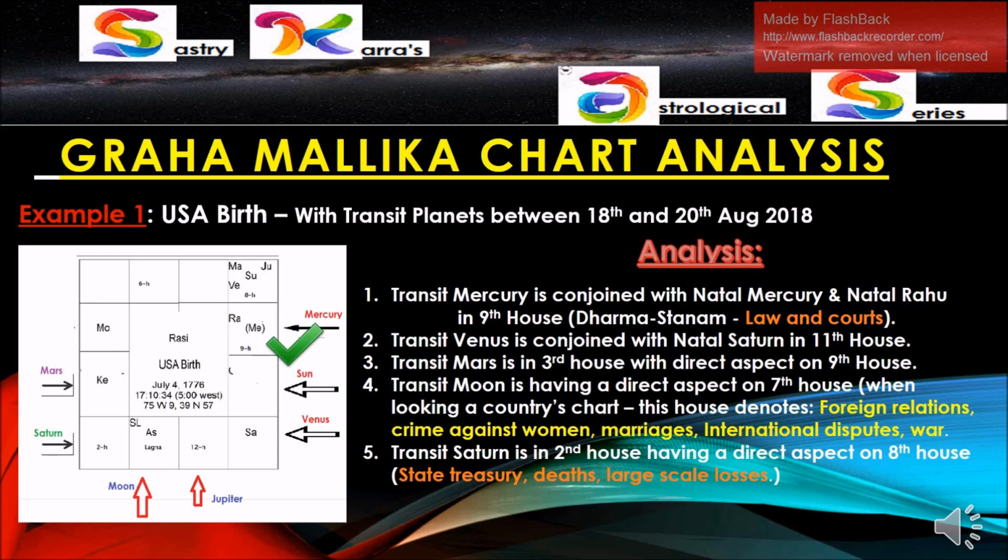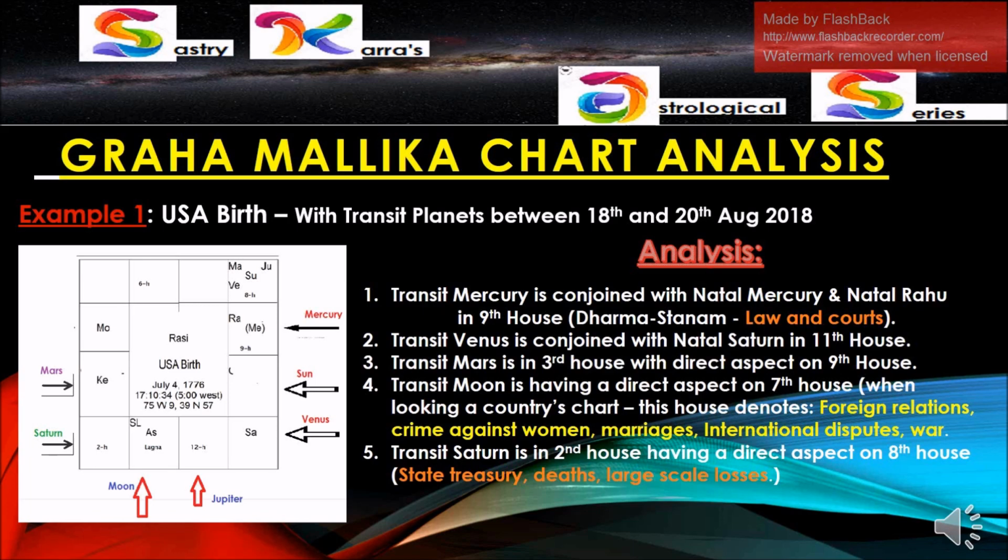So Mercury will be in Cancer on that day. Mercury is the lord of the 8th house, you can see it over there, and the 8th house deals with state treasury, deaths and large scale losses, first of all. So something pertaining to the state treasury, deaths in the country, or some large scale losses is what can happen during that period. And natal Mercury and transit Mercury are co-joining in the 9th house. Remember, I told you the 9th house deals with law and courts, and transit Rahu and natal Rahu are also co-joining in the 9th house.